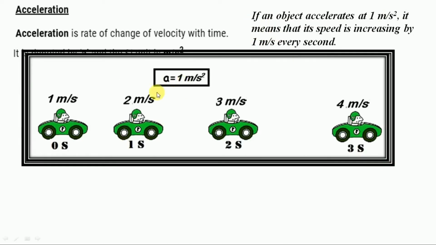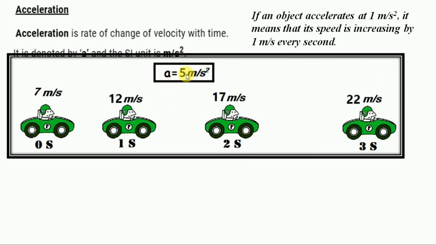So in this picture you can see the acceleration of the car is 1 meter per second square. When the time is 0 second, the speed is 1 meter per second, and after 1 second it is increased by 1, that is 2 meter per second, and after 2 seconds it's 3 meter per second, and after 3 seconds it's 4 meter per second. So every 1 second the speed is increased by 1 meter per second.